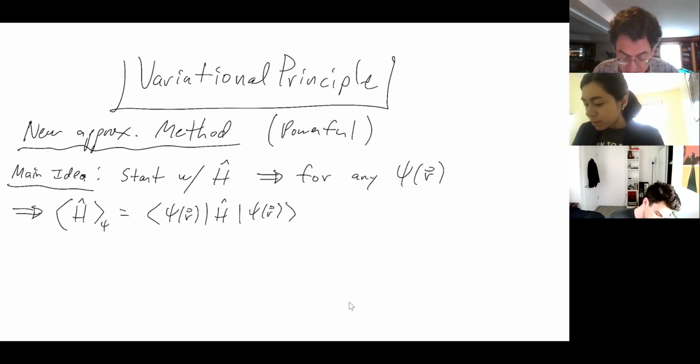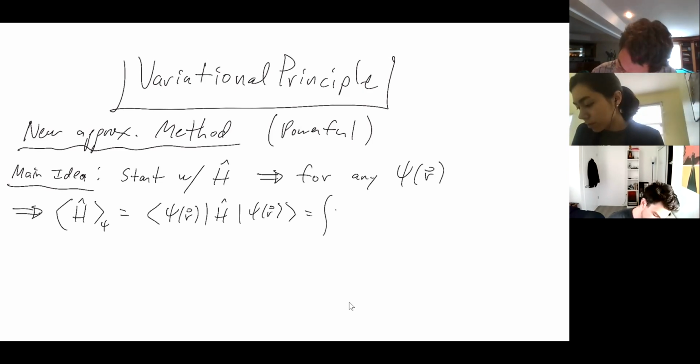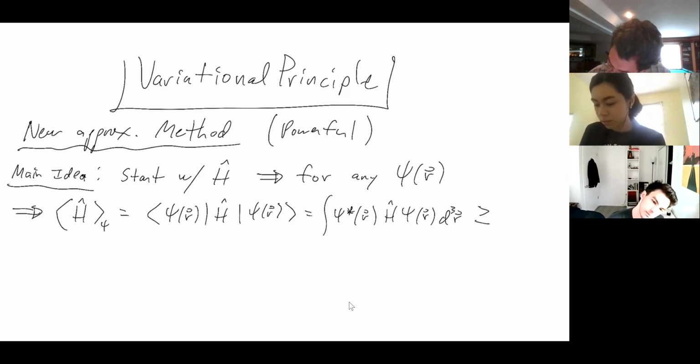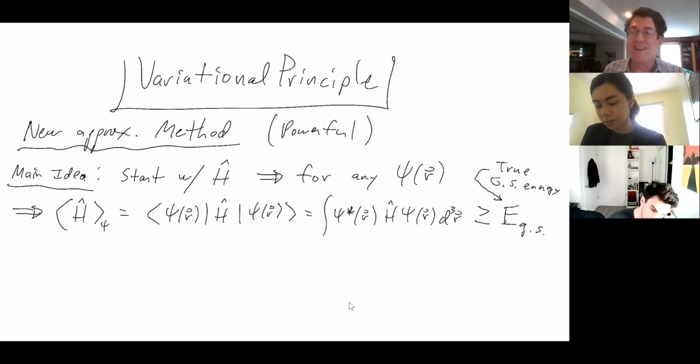then this expectation value, which I can write as an integral, let's write it out, psi star of r, H psi of r, d cubed r for 3 dimensions. This integral is greater or equal than the ground state energy of the system. This is the true ground state energy. That's it. That is the whole thing. It's so simple to write out. That is the whole thing.